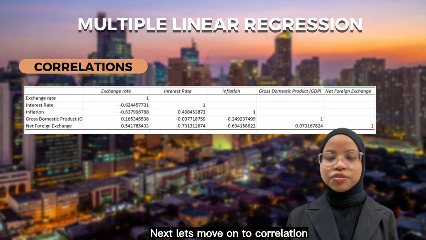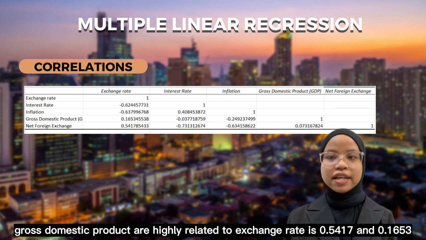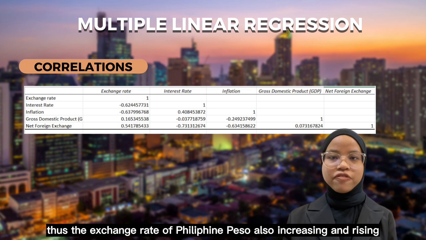Next, let's move on to the correlation. For correlation, the values showing net foreign exchange and gross domestic product are highly related to exchange rate are 0.5417 and 0.1653. We can explain that if the net foreign exchange and gross domestic product are increasing, then the exchange rate of the Philippine peso is also increasing and rising.